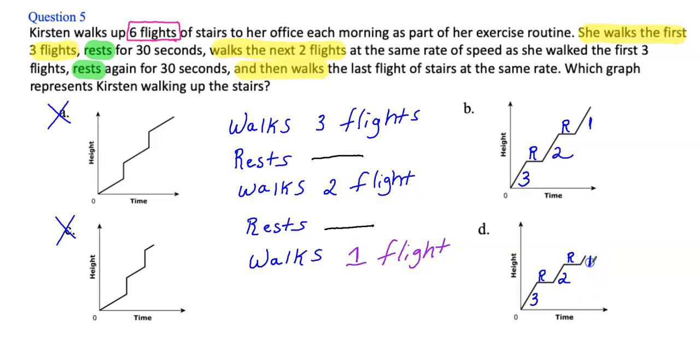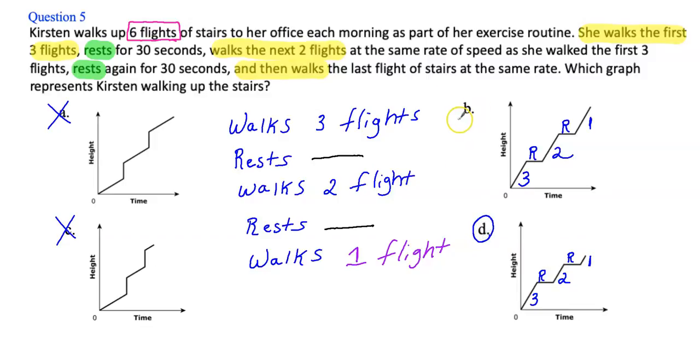So based on that, which graph do you think is correct, B or D? Hopefully you can see that it is D. Let's just look at the first part of the graph and the last part of the graph. The first part of the graph indicates that she climbed 3 flights of stairs. The last part of the graph indicates that she climbed 1 flight of stairs. Therefore, this segment has to be longer than this segment, and it is. So my answer is D.